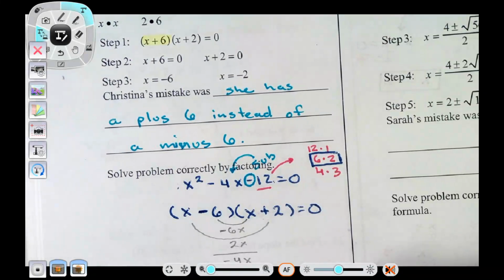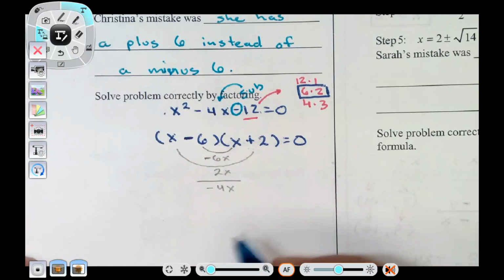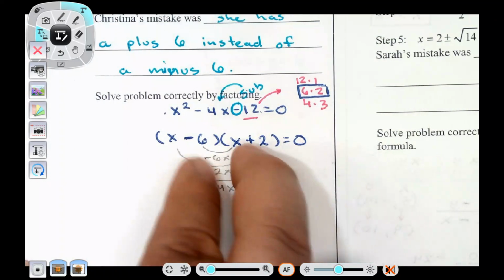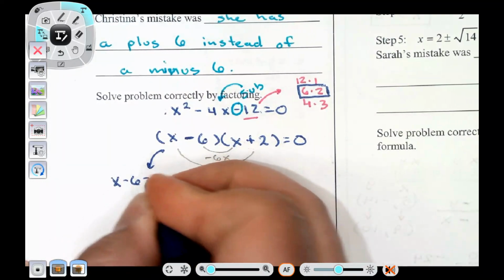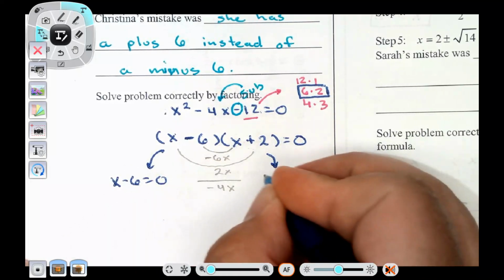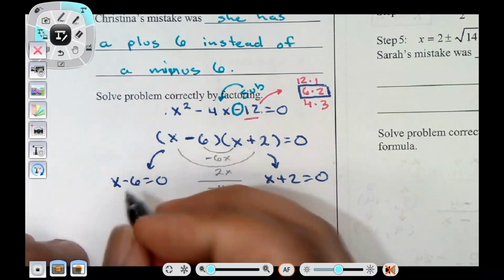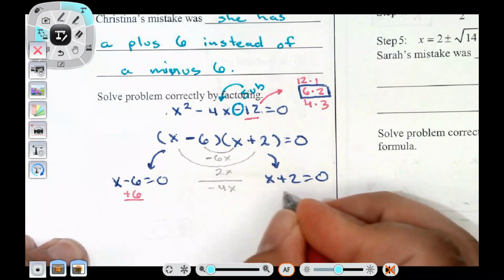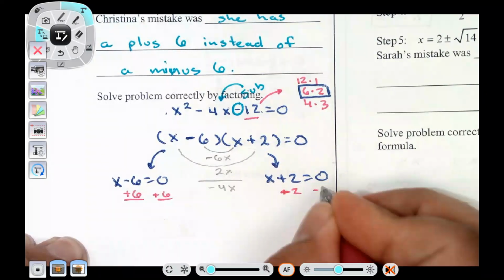Now, they did say finish the problem yourself. So let's finish the problem. Remember, when you are solving and you do factoring, the next step, make each factor equal to 0. So x plus 2 is equal to 0, x minus 6. And then here we go. We add our 6 to both sides. We subtract the 2 on both sides.